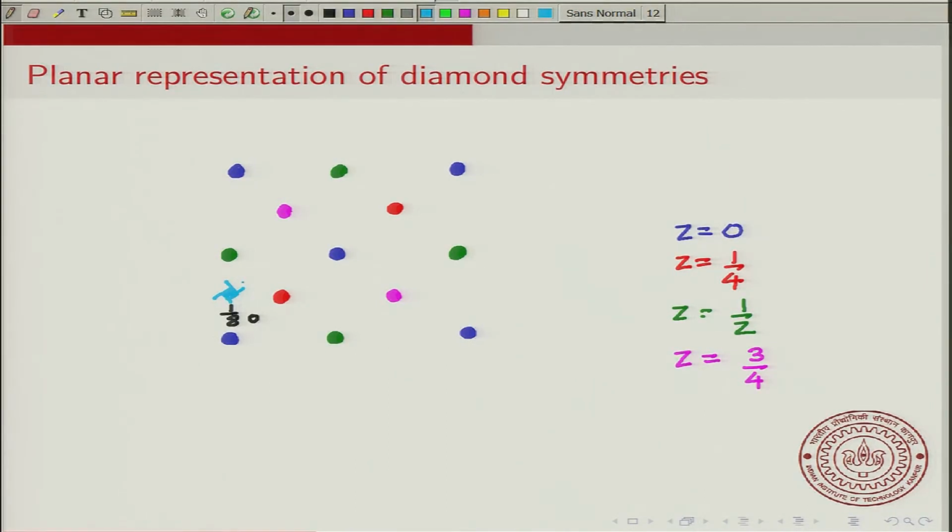Okay. So, this is a 4-fold screw axis that is located right at this point. You can verify this if you rotate by 90 degrees, then this red point will go directly below the green point, and then you translate it up by 1/4. Okay, then you'll get this point. So this is a 4-1 screw axis.